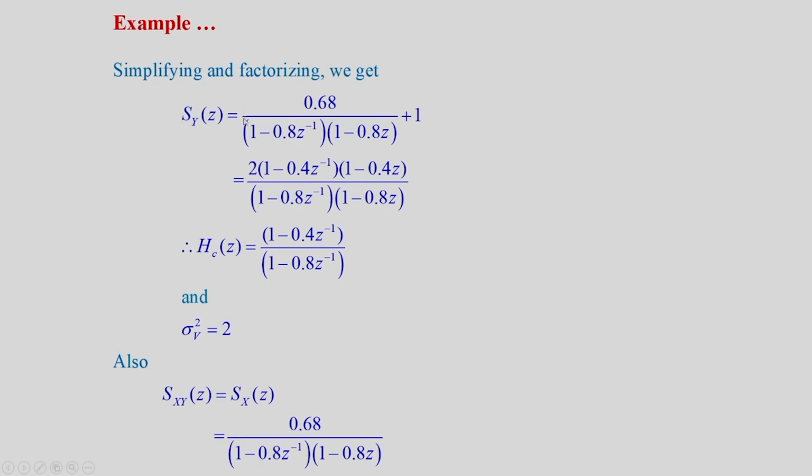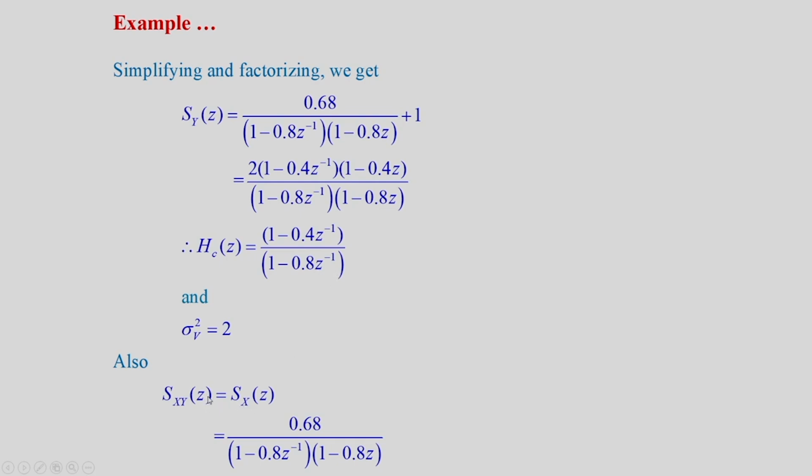Simplifying and factorizing, we will get this Syz can be written as this expression: 2 into (1 minus 0.4 Z inverse) into (1 minus 0.4 Z) divided by (1 minus 0.8 Z inverse) into (1 minus 0.8 Z). So from this we will get sigma v square is equal to 2, and the causal part is (1 minus 0.4 Z inverse) divided by (1 minus 0.8 Z inverse). This is the causal transfer function. Therefore, Hcz will be equal to (1 minus 0.4 Z inverse) divided by (1 minus 0.8 Z inverse).